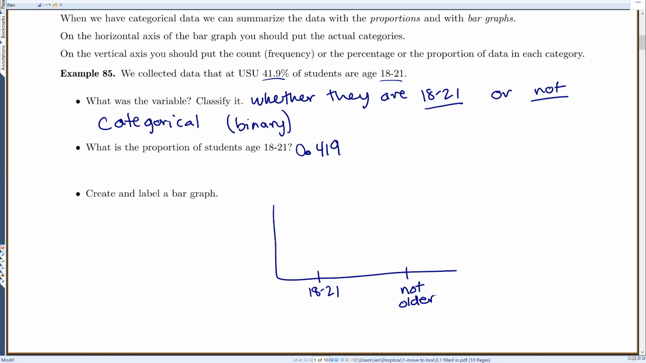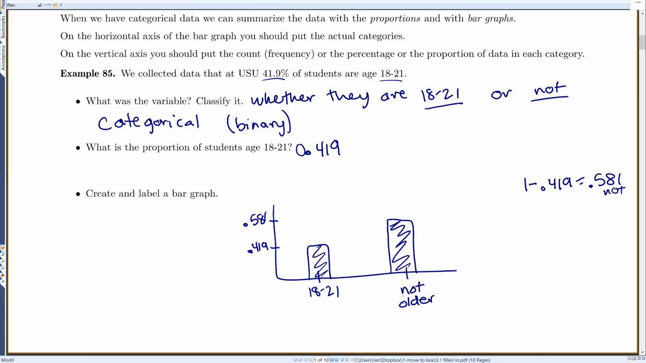Now we have a proportion of 0.419 that are that. So let's make one bar that goes up to 0.419. And then for the not, how high do I need to make that? If I did 1 minus 0.419, that gives me 0.581. So this is for the people that are not. We need to go up to about 0.581, and shade it in if you want, just to make it a little prettier. There's your bar graph. You can see that there were more people that are not age 18 to 21.